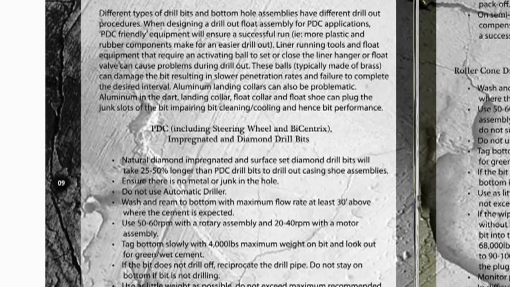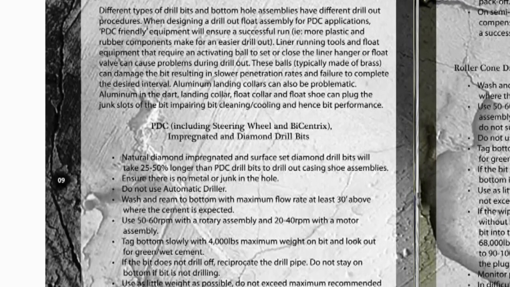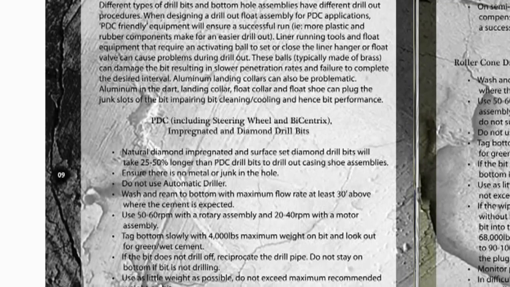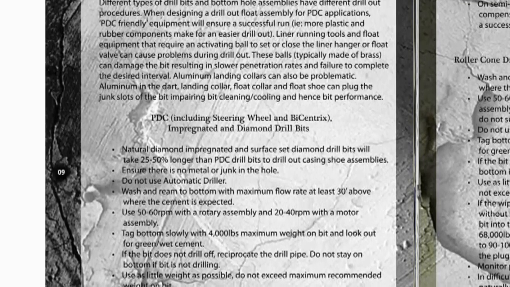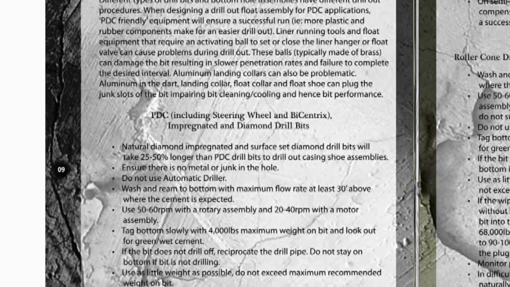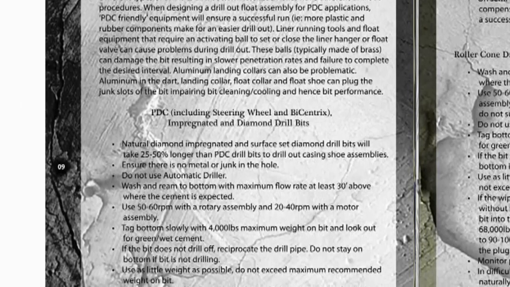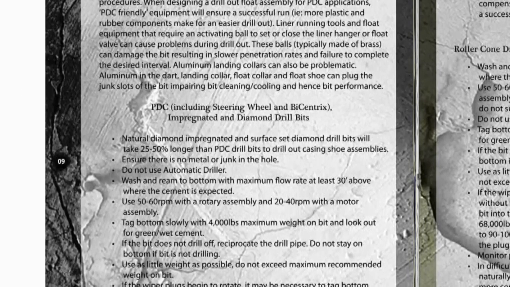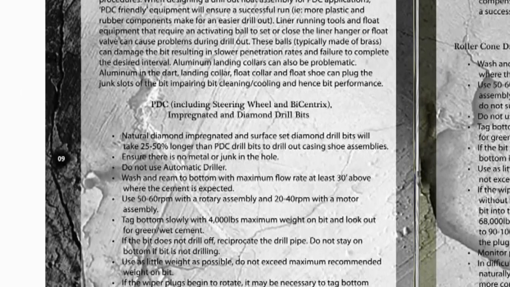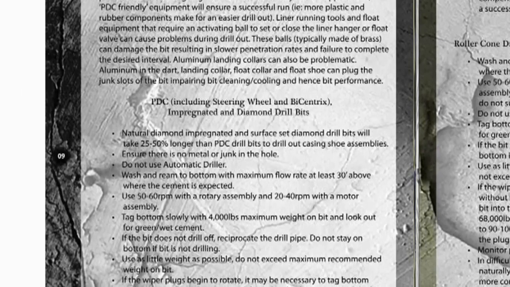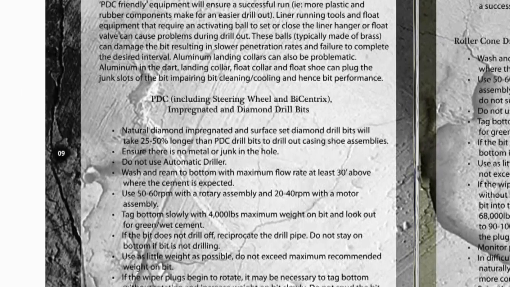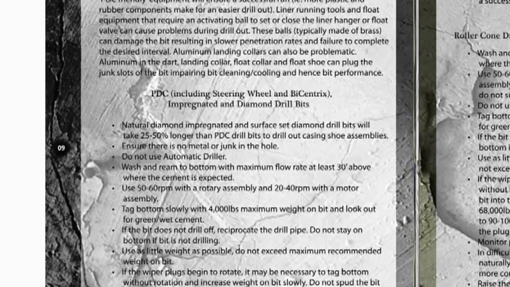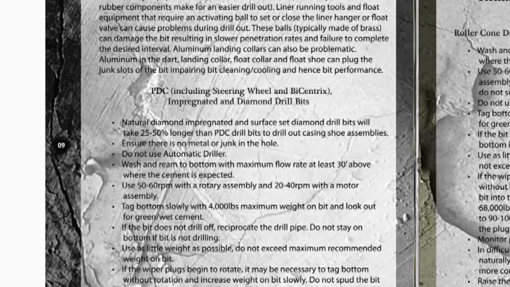PDC, including steering wheel and bicentrics, impregnated and diamond drill bits. Natural diamond impregnated and surface set diamond drill bits will take 25 to 50% longer than PDC drill bits to drill out casing shoe assemblies. Ensure there is no metal or junk in the hole. Do not use automatic driller. Wash and ream to bottom with maximum flow rate at least 30 feet above where the cement is expected.